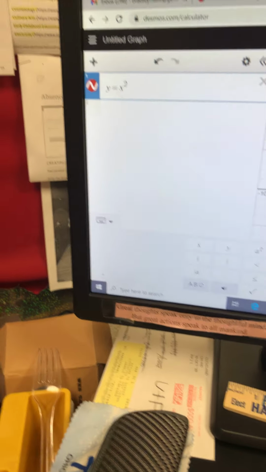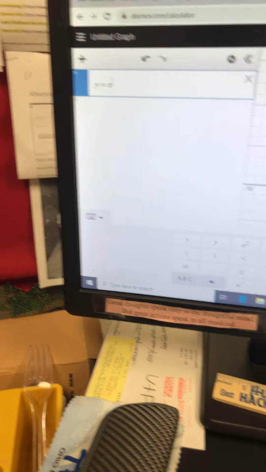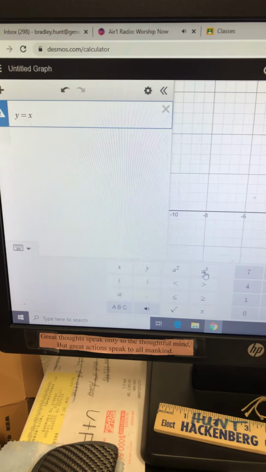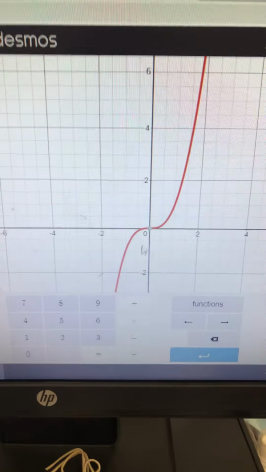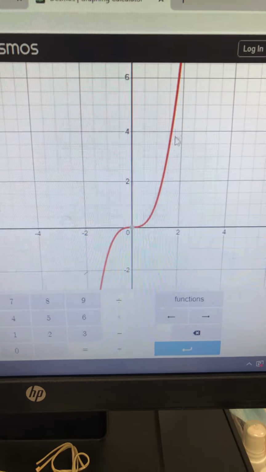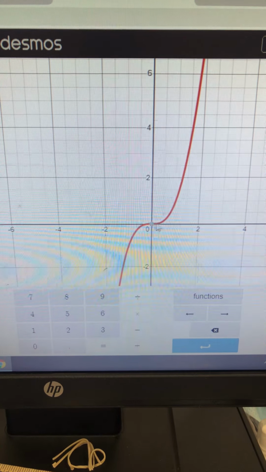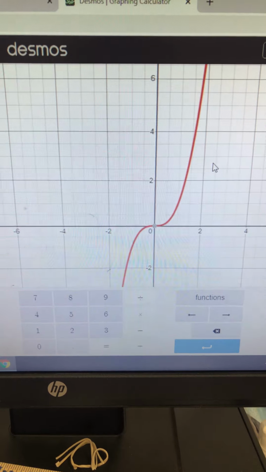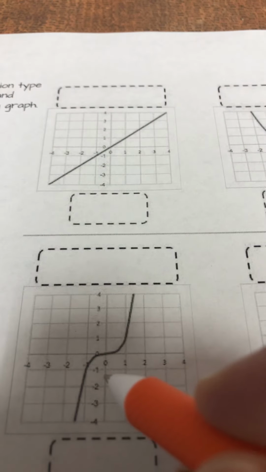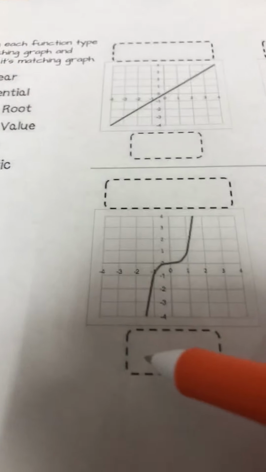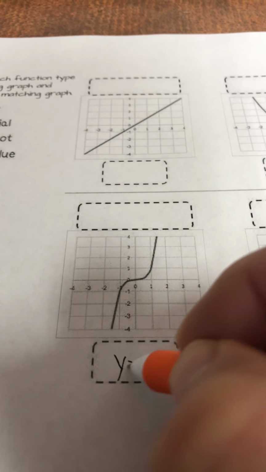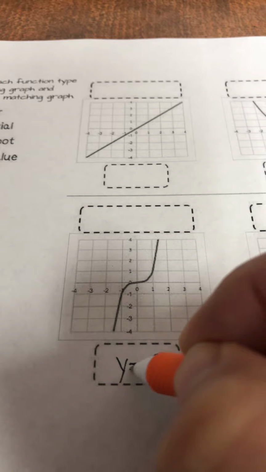Okay, now for the cubed, let me just go back one and change that to that. And I have my y equals x cubed. Notice what it ends up looking like on a graph, kind of that weird, I don't know what you would call that, but x cubed shaped, I guess we're going to call it. And that one's going to be right here. So your y equals x cubed is going to be right here.